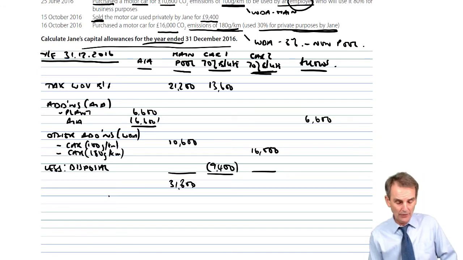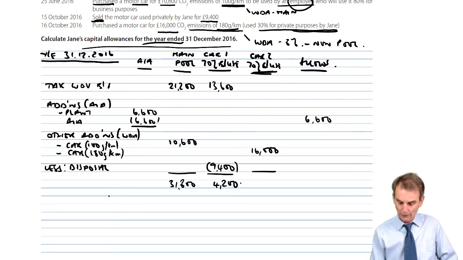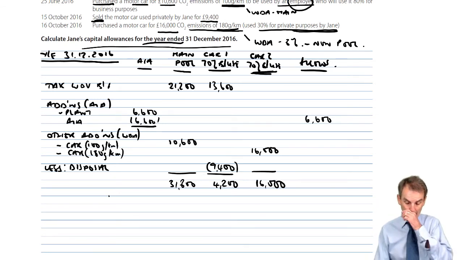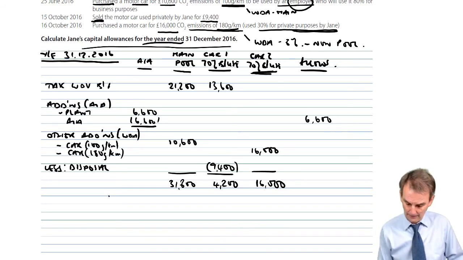Car 1 of the private use cars used by Jane was sold for 9,400, take it away from 13,600. That therefore is going to leave us a balance of £4,200. Car 2, just the cost of 16,000. Having got those figures, what now will happen?